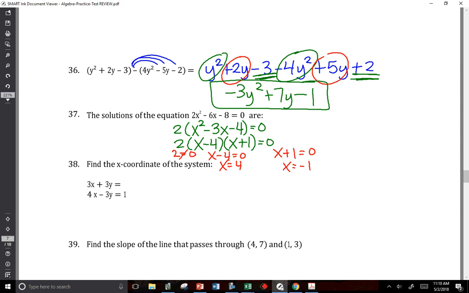I agree. I like elimination best. But hey, any of it would work.